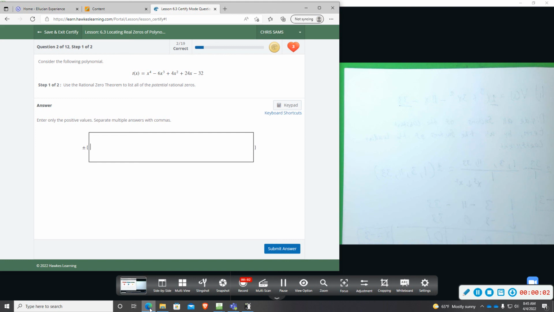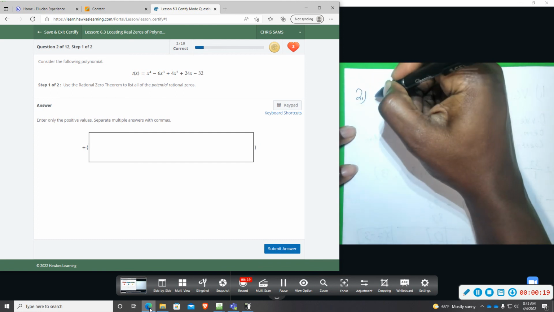All right, number 2, we're going to do the same as number 1. We're going to use the rational zero theorem to find all the possible zeros, and then we're going to try to find them.